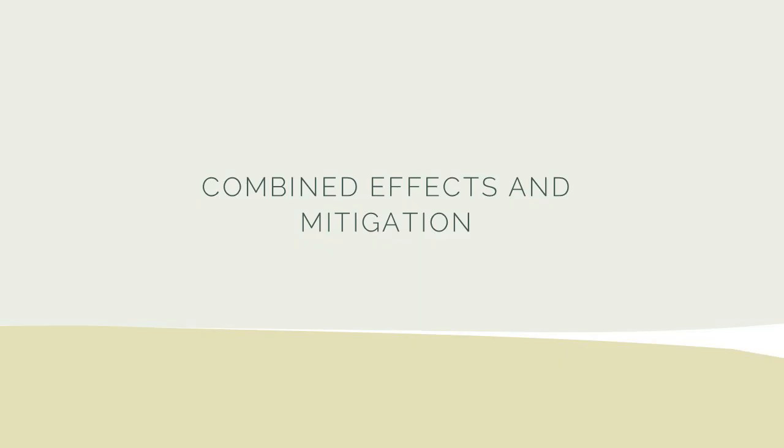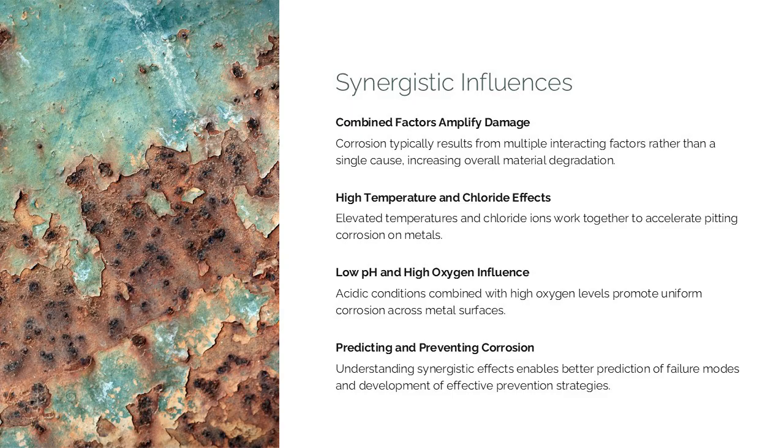Synergistic influences, mitigation strategies. Corrosion rarely results from a single factor, combined effects often amplify damage. For instance, high temperature and chloride presence accelerate pitting, while low pH and high oxygen levels promote uniform corrosion. Understanding these interactions helps in predicting failure modes and designing robust prevention strategies.